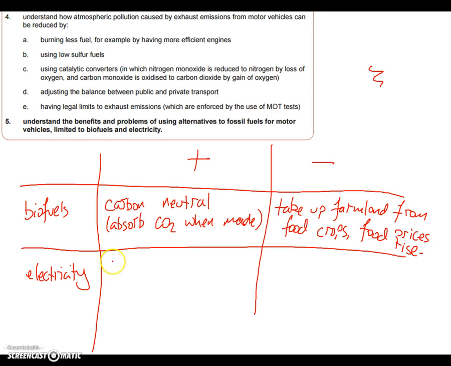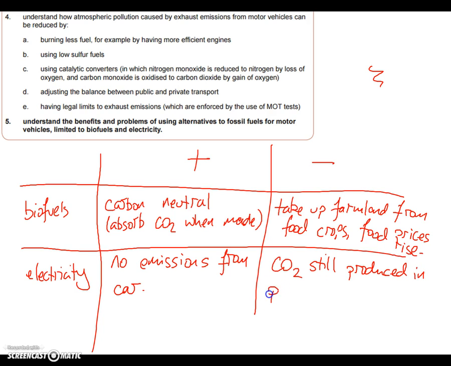And advantages of electricity, no emissions from the car, but the electricity still needs to be made somewhere, so CO2 still produced in power stations. And limited range of vehicles at the moment, although that's changing rapidly.